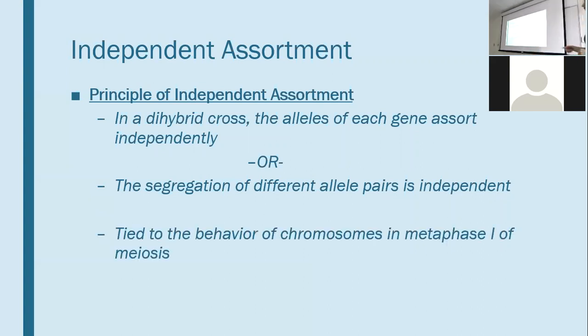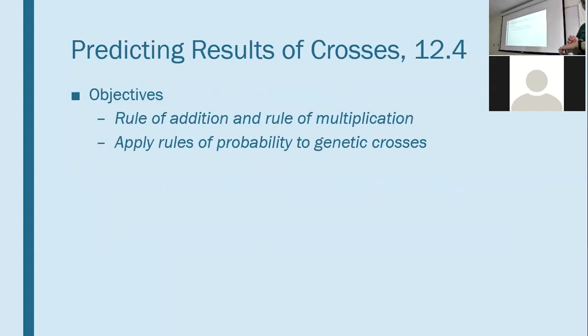All right, and again, just like the principle of segregation, this is tied to the behavior of chromosomes in metaphase 1 of meiosis. Everything has to do with the way those chromosomes line up, where we separate maternal and paternal homologs, where we separate alleles out. Everything basically about how you inherit traits from your parents has to do with meiosis. Let's see how far we get into this.